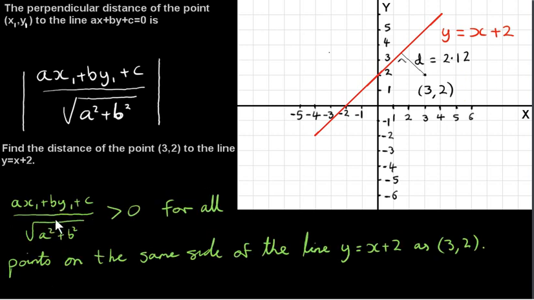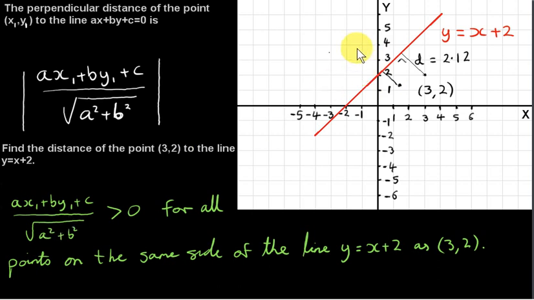We could note that when calculating (ax1 + by1 + c) over the square root of a squared plus b squared for this point and line, we got a positive result. So we didn't have to worry about the magnitude lines. We got something positive anyway. This is actually positive for all points on the same side of the line y = x + 2 as the point (3, 2). So if we were to repeat the calculation for, say, this point here, and we're looking for the perpendicular distance, we would find that this quantity is positive.